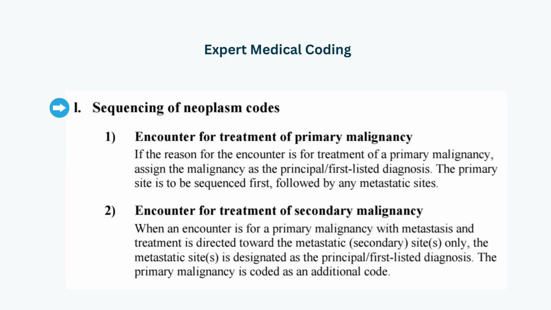Now let's move towards the next coding guidelines, and they are Sequencing of Neoplasm Guidelines. Encounter for treatment of primary malignancy. So if the reason for the encounter is for treatment of a primary malignancy, assign the malignancy as the principal or first-listed diagnosis. The primary site is to be sequenced first, followed by any metastatic sites. And the next guideline is encounter for treatment of secondary malignancy. So when an encounter is for a primary malignancy with metastasis and treatment is directed towards the metastatic, that is a secondary site only, the metastatic site is designated as the principal or first-listed diagnosis. The primary malignancy is coded as an additional code.